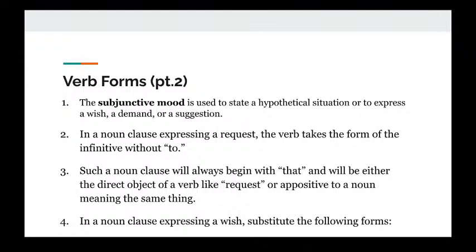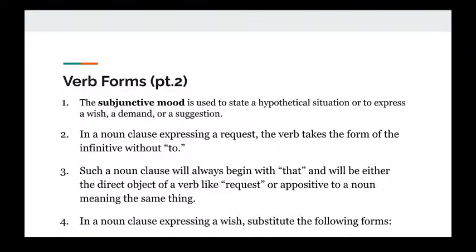Rule number 2, in a noun clause expressing a request, the verb takes the form of the infinitive without to. Rule number 3, such a noun clause will always begin with that and will be either the direct object of a verb like request or a predicate noun meaning the same thing.